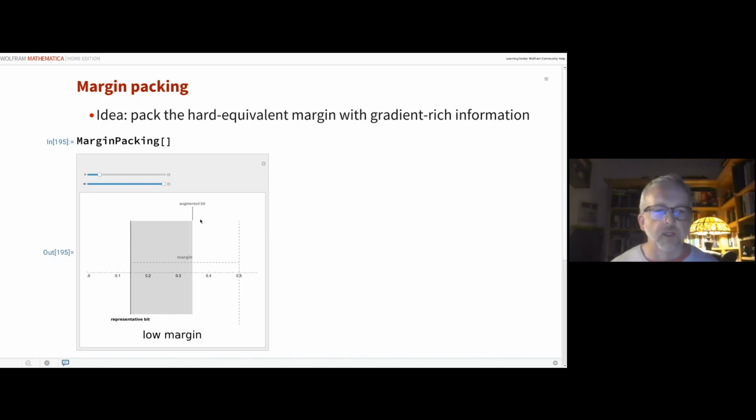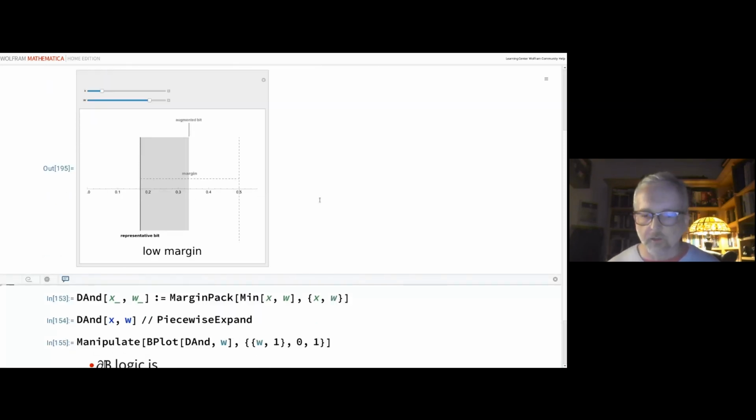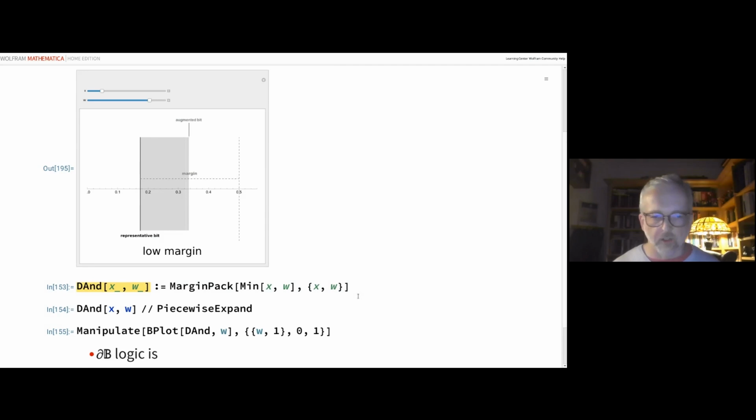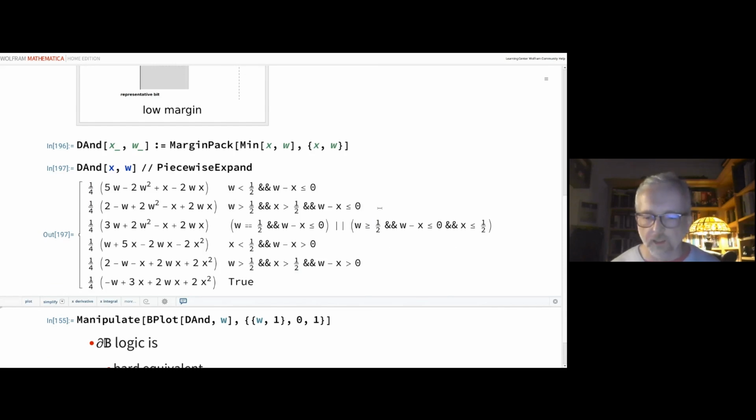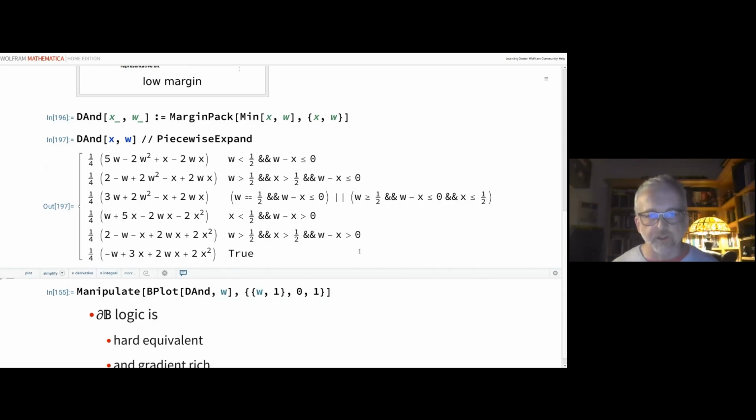And we can actually compute an augmented bit, which you can hopefully see there, which is still within the margin, but unlike the representative bit, which doesn't vary with the weight, the augmented bit does. And that means, unlike girdle and, this augmented bit, this new function, does vary with all its inputs. So the mathematical details aren't important here, but we can simply margin pack girdle and to get a new function, which is this one here. And it's a piecewise continuous function. It's differentiable almost everywhere, which is sufficient for backpropagation.